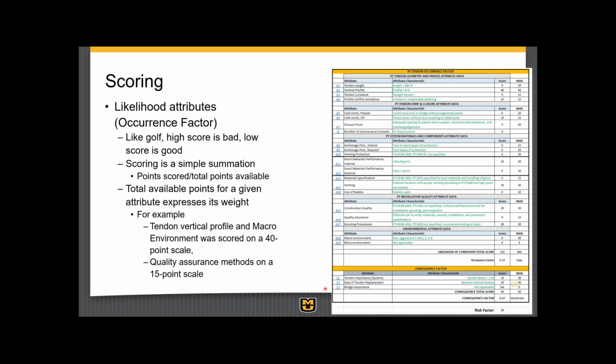As I mentioned before, we use the spreadsheet to make the scores. It's like golf, high score is bad. Scoring is a simple summation. Total available points for given attributes expresses the weight, as I mentioned. A couple of these were given particularly high weight, like the macro environment, scored on a 40-point scale. Other ones that didn't have as large an impact have a smaller scale, say a 15-point scale.